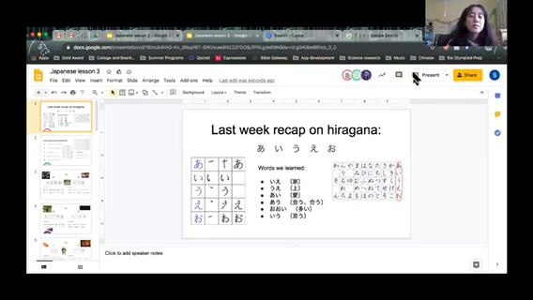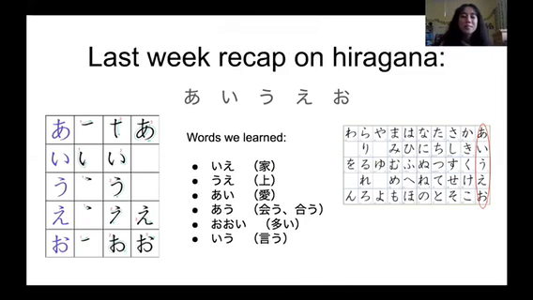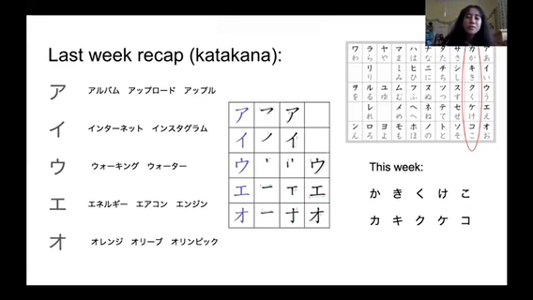For this week, we're just going to recap what we did last week. For hiragana, words we learned were e, oi, and au, and these are just some of them. If you want to learn more, look back on the other video. For katakana, we have words like album, upload, internet, Instagram, walking, water, energy, air conditioner, engine, orange, olive, and Olympics. These are just some other words in katakana that include what we learned last week.